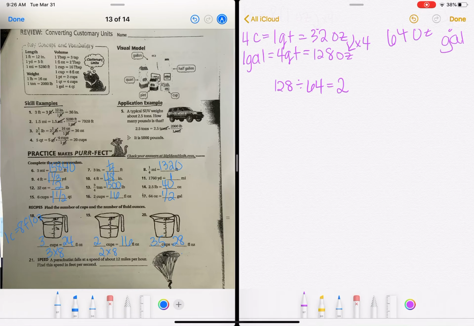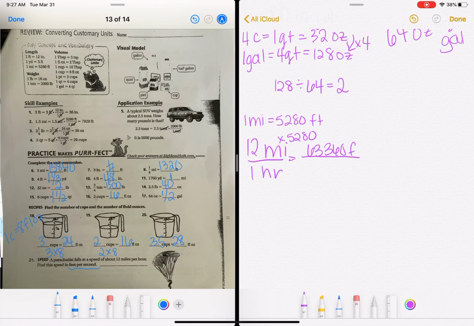Number 21 says a parachutist falls at a speed of 12 miles per hour. Find the speed in feet per second. So feet per second. The first thing I want to change is my miles to feet. So we know that in 1 mile is 5,280 feet. So I'm going to multiply 12 times 5,280, which is 63,360 feet.